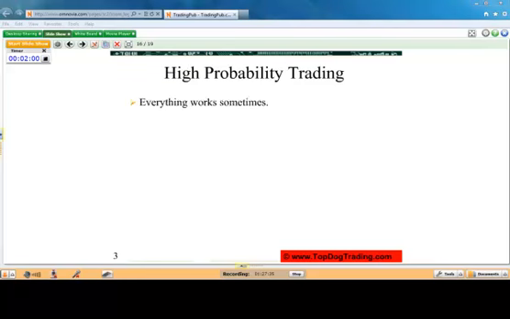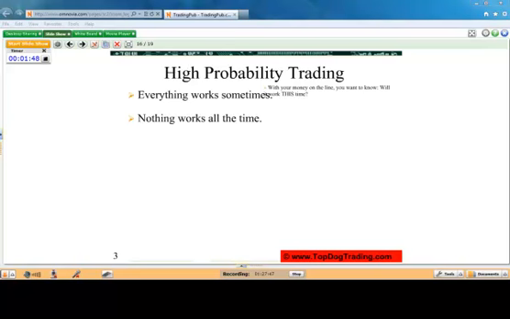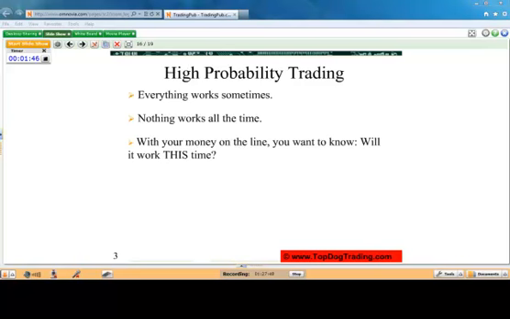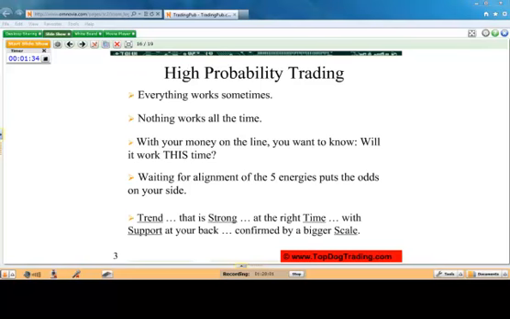So, to summarize here, high probability trading, everything works sometimes. There's so many ways you can trade that can be effective, and they will all work sometimes. On the other hand, nothing works all the time. So with your money on the line, you want to know, will it work this time, or rather, are the odds that it will work this time, is how that really should be phrased. So I wait for the alignment of the 5 energies to put the odds on your side.